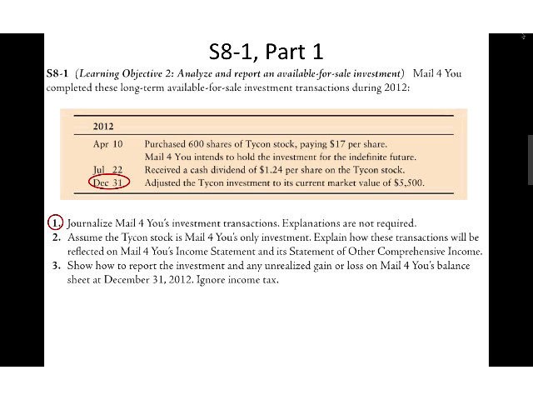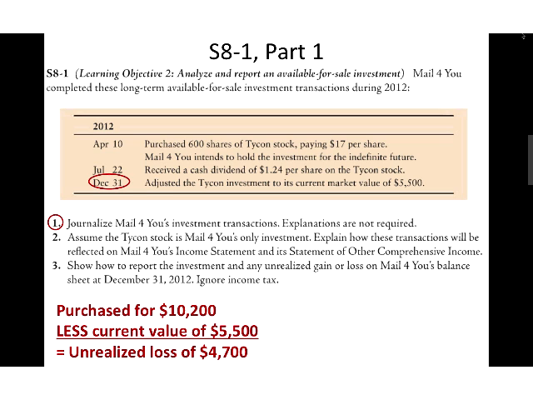when we bought it for $10,200. Now it's only worth $5,500. So it was $10,200, now it's $5,500. We've had a loss on it. So the first thing we need to do is calculate the amount of the loss. We purchased it for $10,200. We have a current value they told us of $5,500. The difference between those two is $4,700.